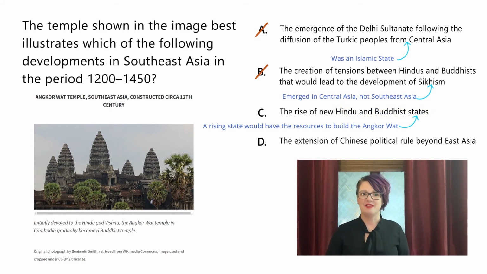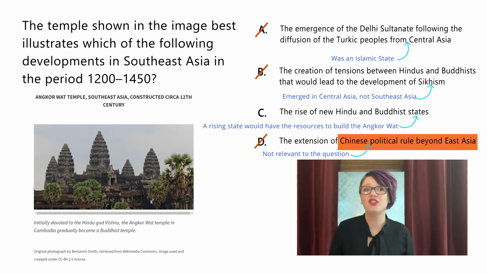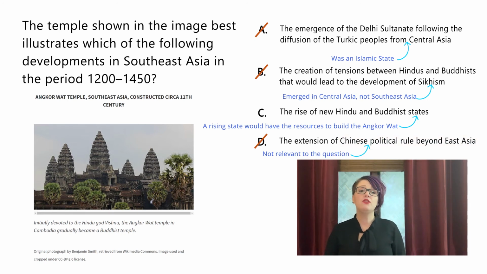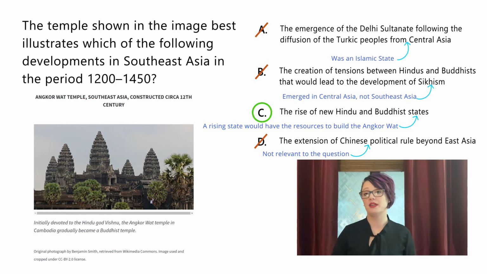Choice D, well, Chinese political rule did extend beyond East Asia, but that's not really shown here. So it's not related, right? Just like A and B. So even though choice C is very general, that's our correct answer because it is in fact supported by the image and it answers the question.